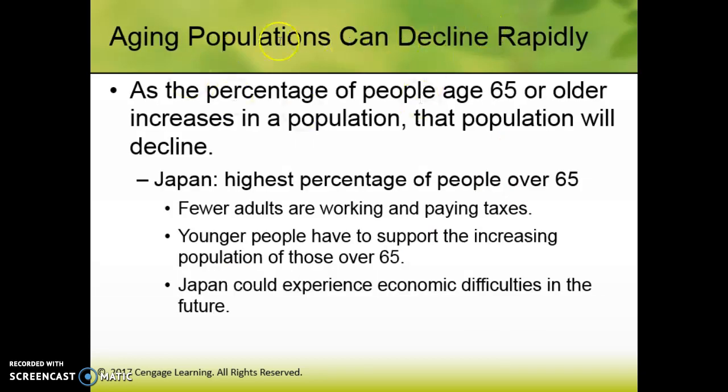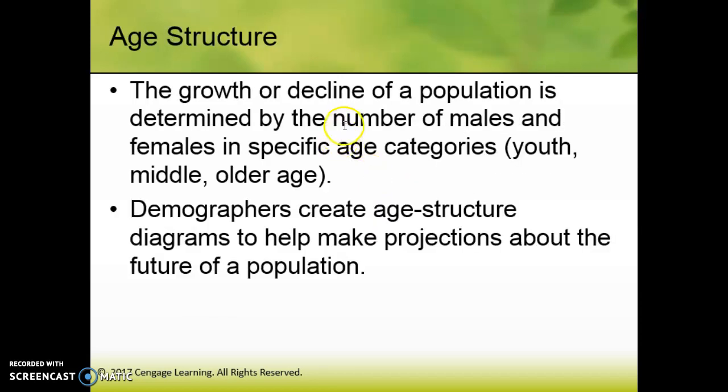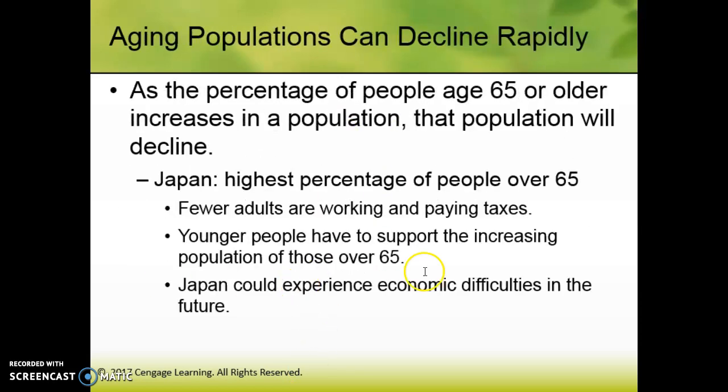Aging populations can decline rapidly. We see that in Japan. We see that in some established countries in Europe, Germany, we see a large percentage of the population at 65 or older. Anytime you see that, you know that those people are typically beyond reproductive age. They're not making babies anymore. The younger folks have to support that increasing population.